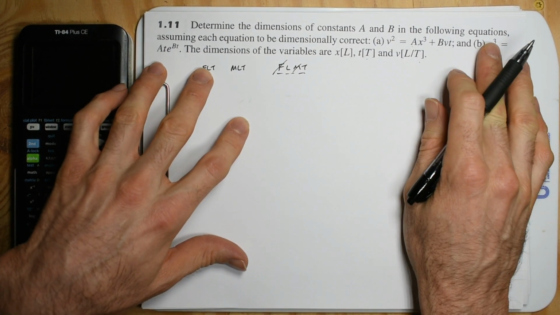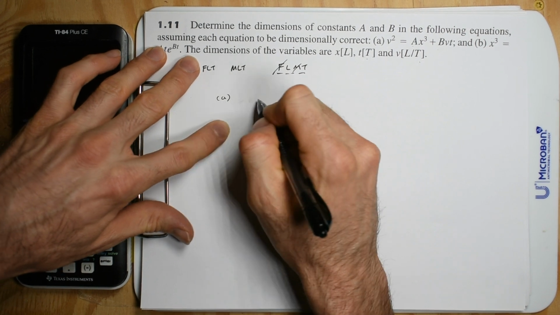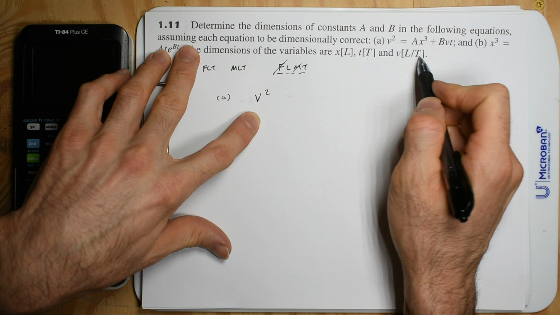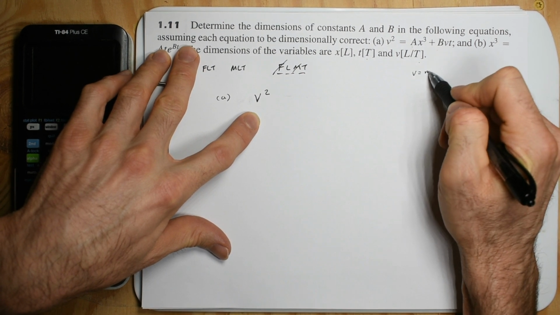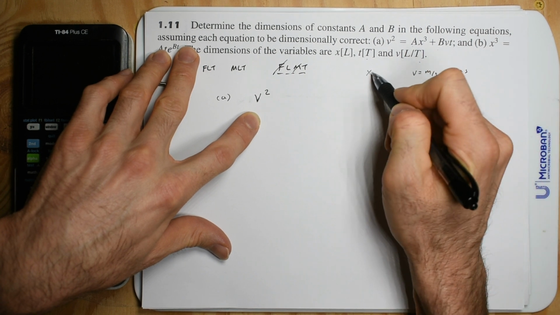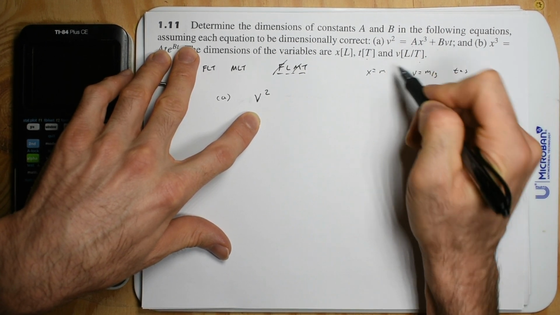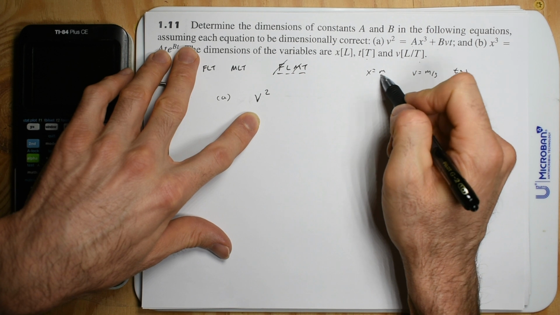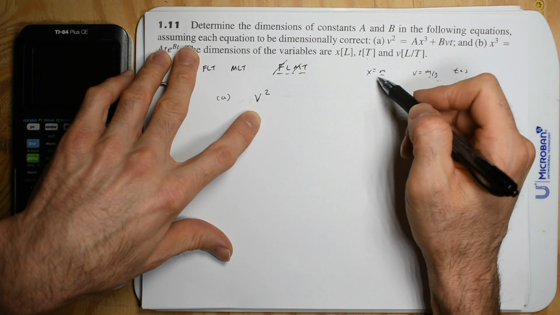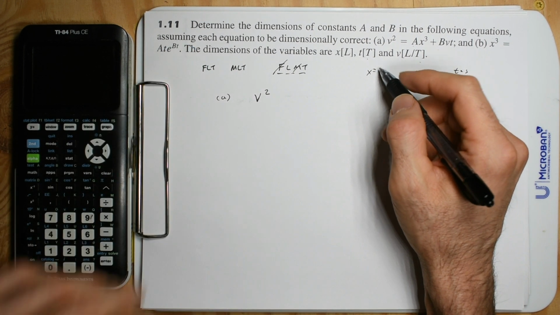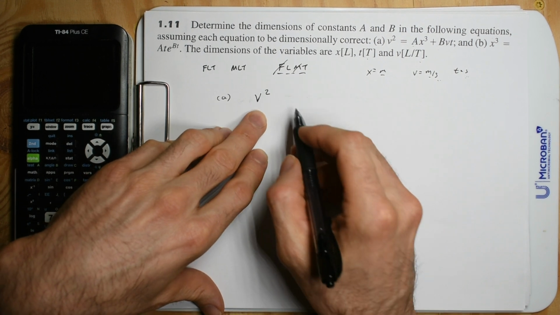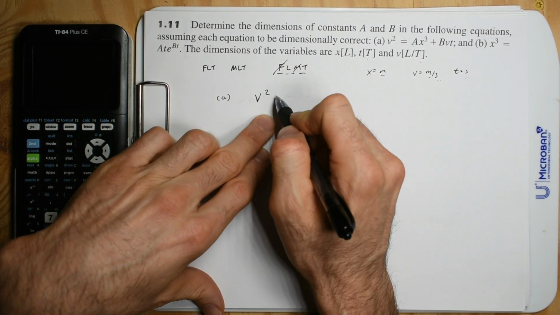We got 2 equations. So for a, we have v squared. And v is meters per second, it's a velocity. T is in seconds, and then x is in meters. I like to use meters and seconds and newtons and kilograms instead of the FLT and the MLT system. It kind of messes with me, but whatever. It's just a little bit harder.